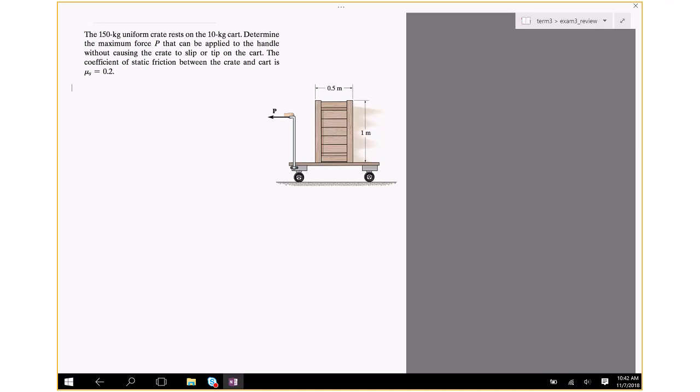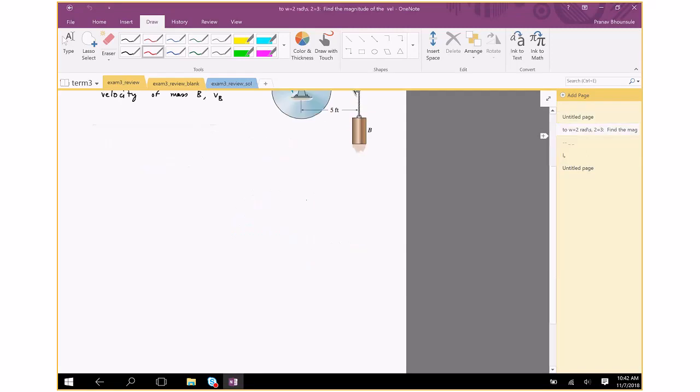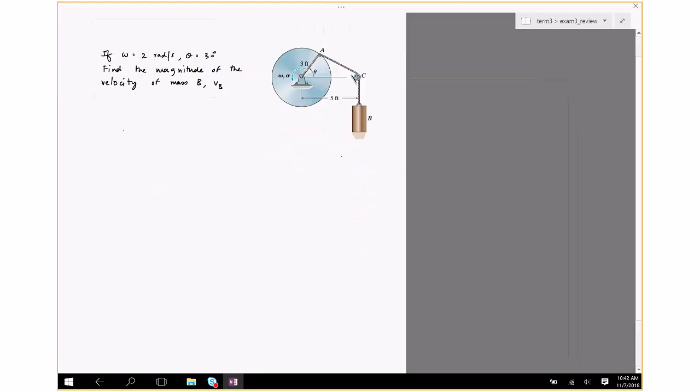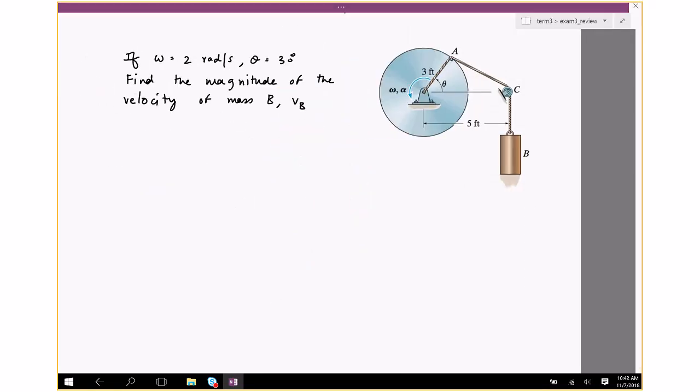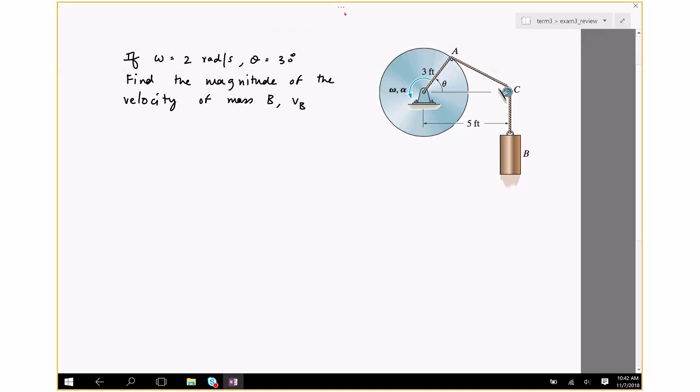I'll post a solution, but remember to go through this question for the finals. Let's do the other two problems. I think they are more important than this one. For example, this problem. If omega is 2 radians per second and theta is 30 degrees, find the magnitude of the velocity of mass B.